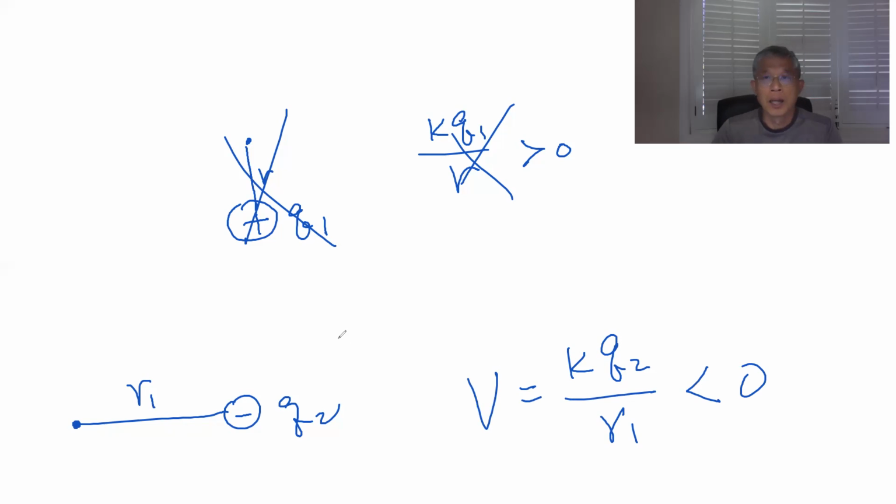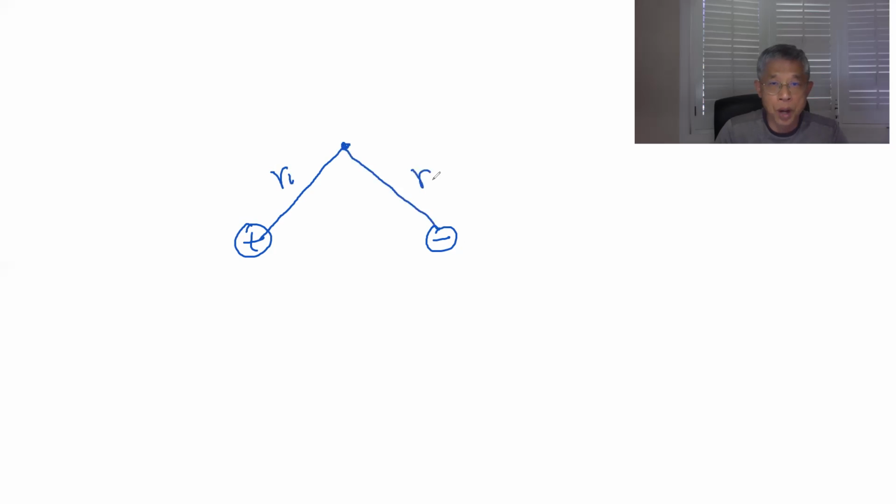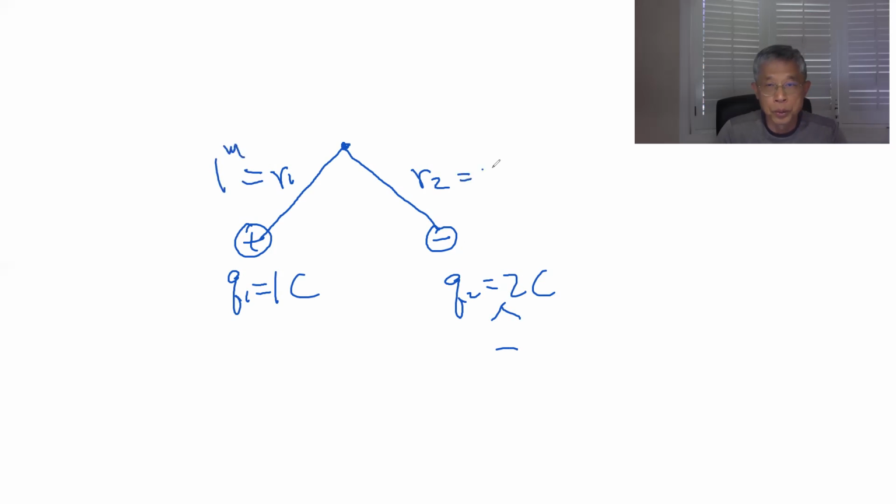Hopefully that's clear. I'll give you another example. If you have a plus and a minus, for example, and you think about a point right there, then this distance is R1 and this one is R2. Let's say this is Q1, which is equal to 1 coulomb, and this is Q2, negative 2 coulomb. Let's say R1 is equal to 1 meter and R2 is equal to 2 meter. So how do I calculate the potential at this point P?